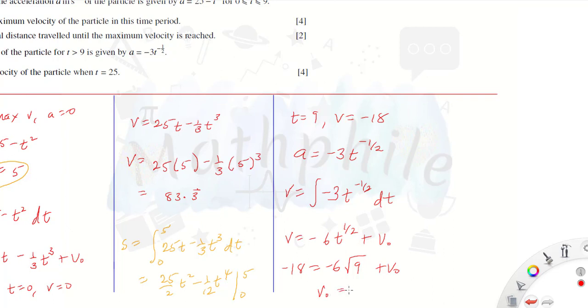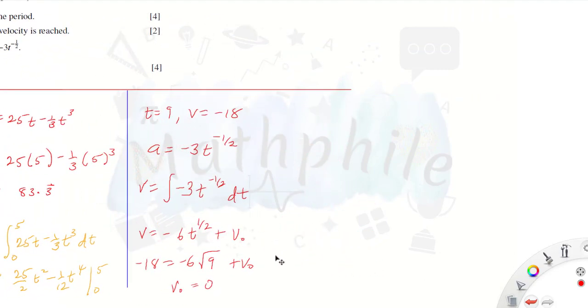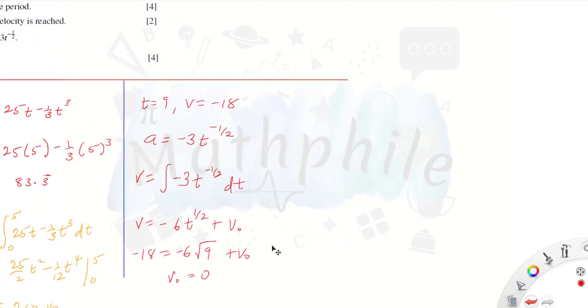So what's going to be v naught? I think it's going to be 0. The square root of 9 is 3, 3 times negative 6 is negative 18, and this should be 0. So v naught is 0. Yes. Okay, so let's move on.